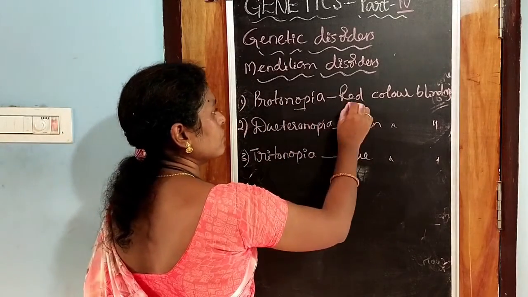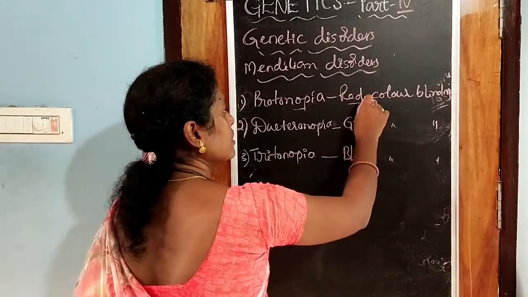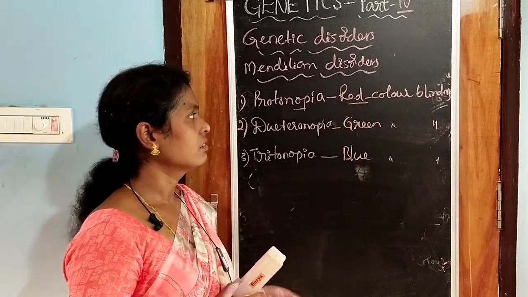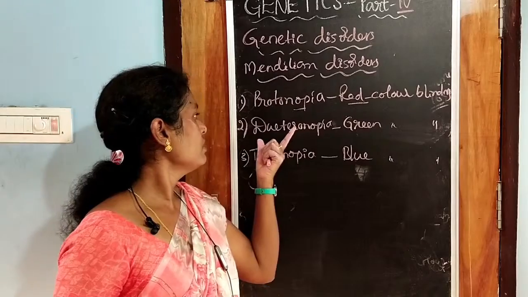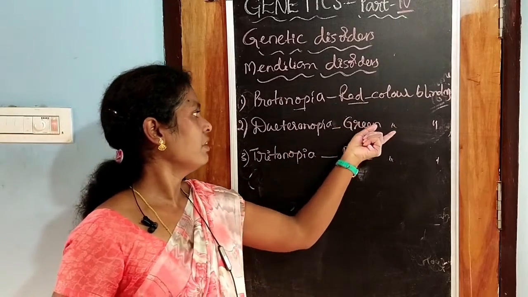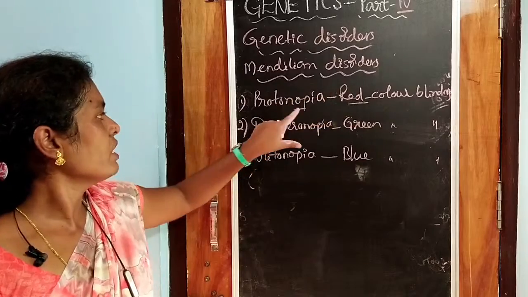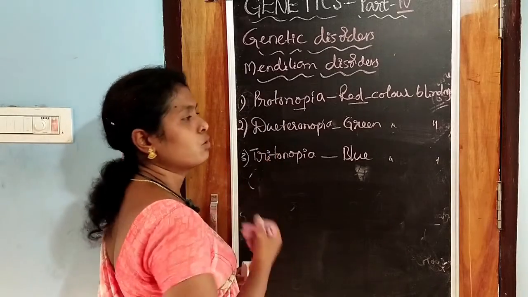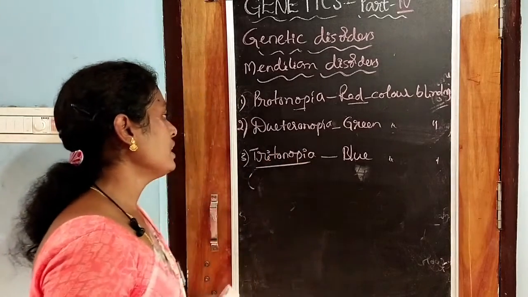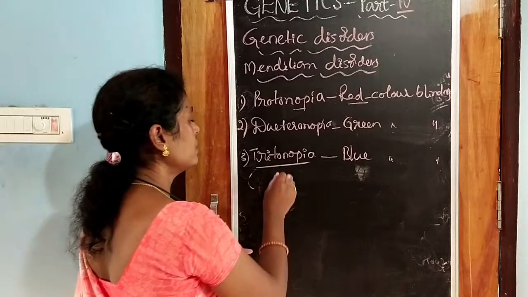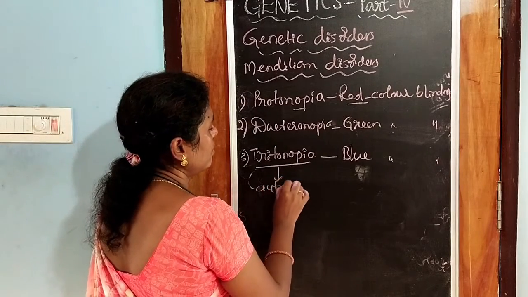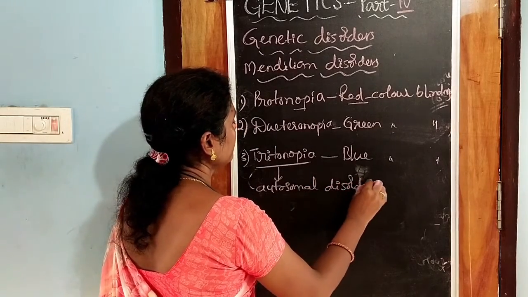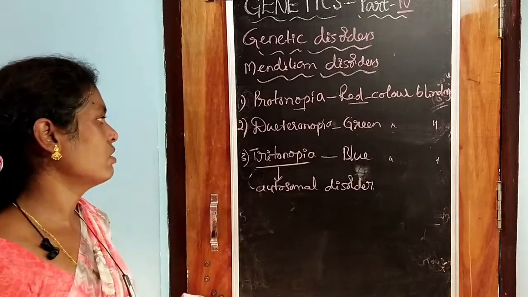In protanopia, which is red color blindness, the person cannot identify the red color. In deuteranopia, the person cannot identify the green color. These protanopia and deuteranopia are sex-linked recessive disorders. Apart from these, tritanopia is an autosomal disorder. It is an exemption. So these two are the sex-linked recessive disorders.